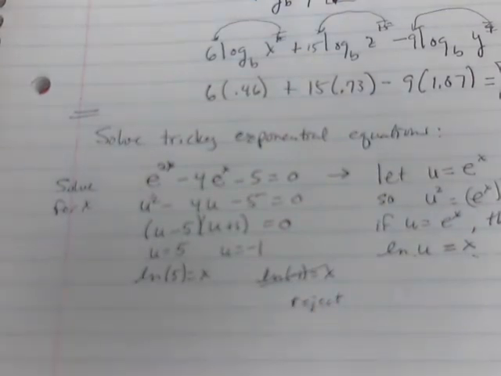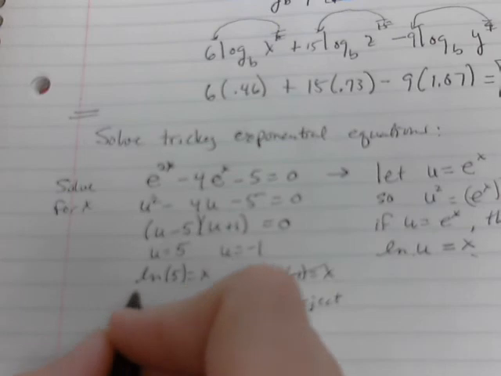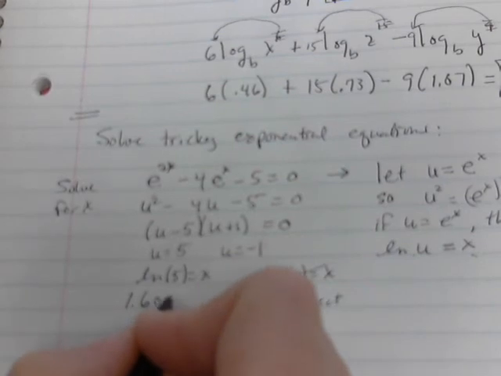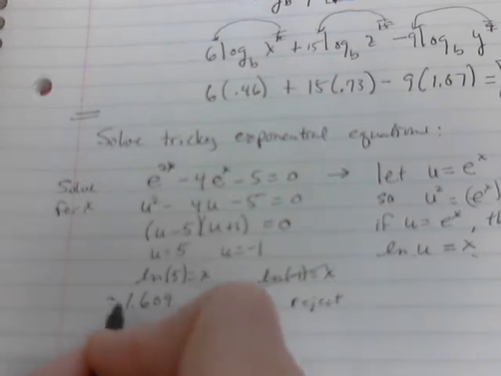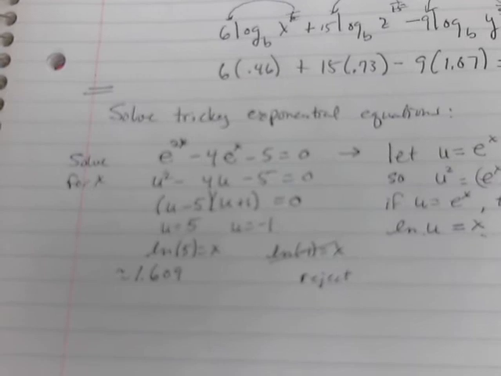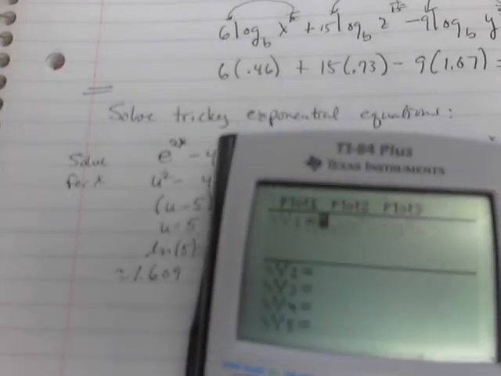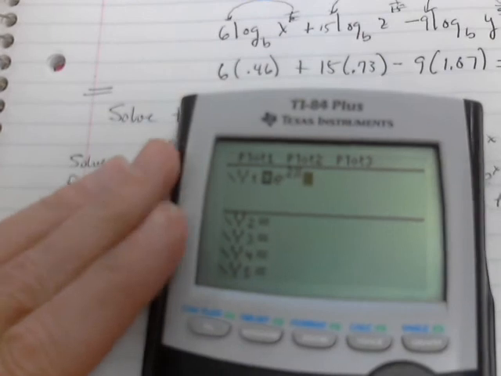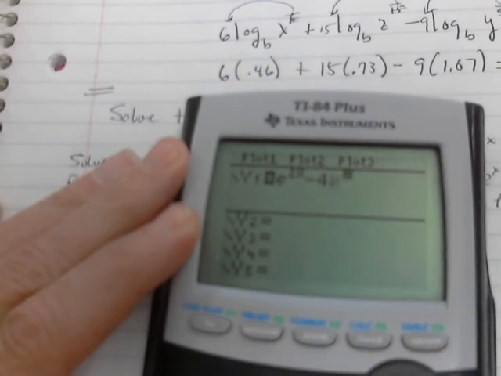So if we take the natural log of 5 and plug that into our calculator, you can either leave it as natural log of 5 if you don't have a calculator, or if you do have a calculator, 1.609 would be the approximation to 3 decimal places. And if you wanted to put that into your calculator and check your answer, you can put e to the 2x minus 4e to the x minus 5.